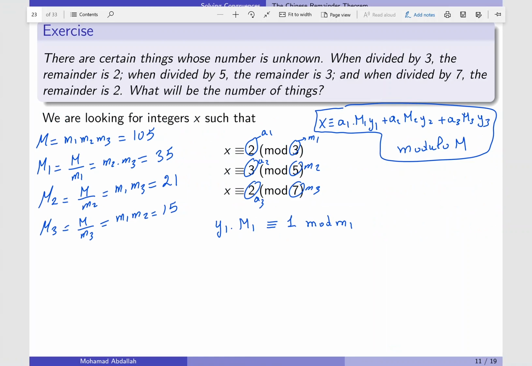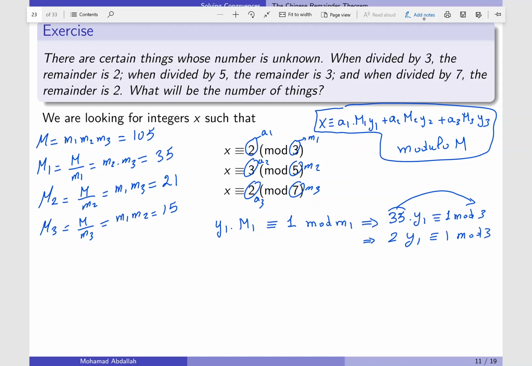Now here, I'm choosing a simple example, so I can find these by trial and error. So this means big M1, so this is 35, multiplied by y1 is congruent to 1 modulo small m1, which is 3. Now here's the good stuff. 35 can be reduced modulo 3. If I reduce 35 modulo 3, this is going to be 2, because 33 is divisible by 3.